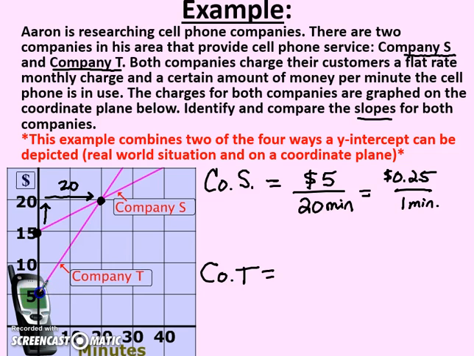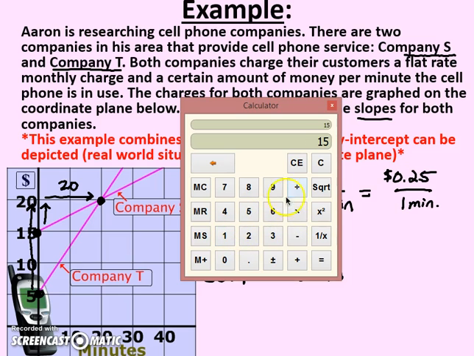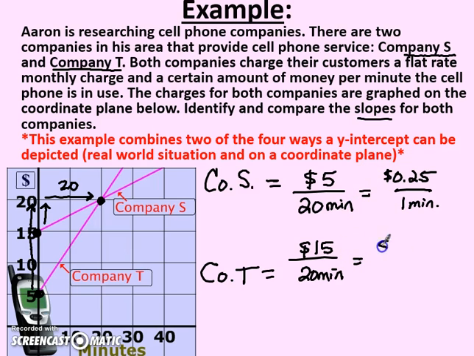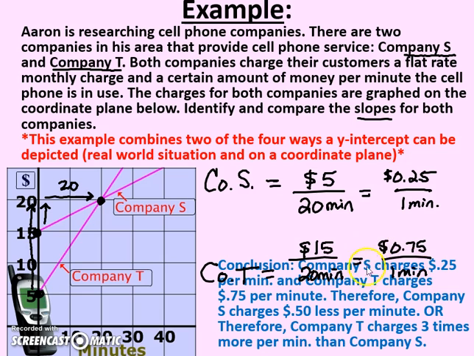Company T begins at $5. Similarly, after 20 minutes, you have to pay $20. But it went from $5 to $20. That's an increase of $15 for using those 20 minutes. So if we take 15 divided by 20, we get 0.75. So this company charges 75 cents for 1 minute. So our conclusion is Company S charges 25 cents per minute and Company T charges 75 cents per minute.